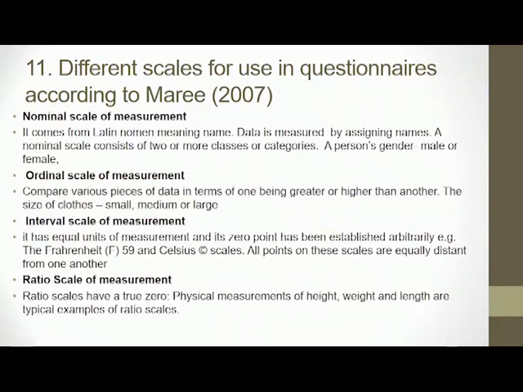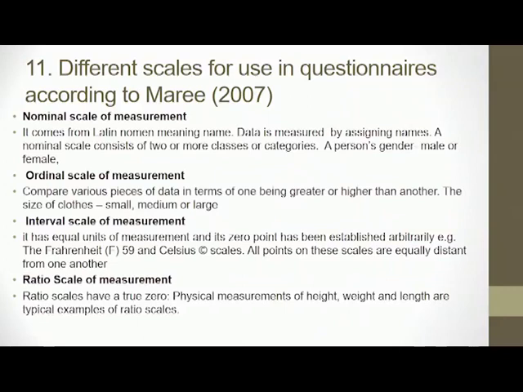Number 11, different scales for use in questionnaires according to Maree. We usually talk about the 4 scales of measurement. We have the nominal scale of measurement, we have the ordinal scale of measurement, we have the interval scale of measurement, and we have the ratio scale of measurement.